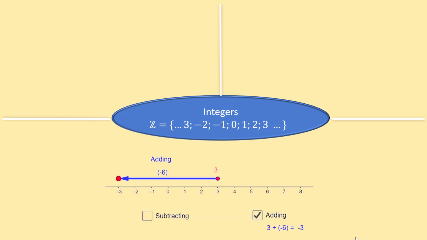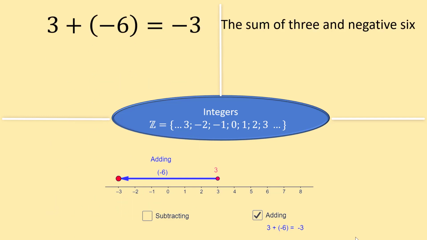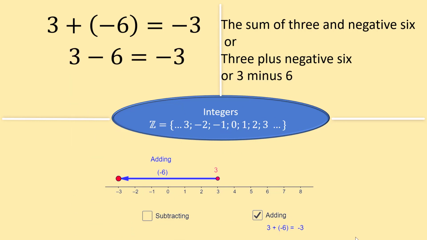If we've got 3 plus negative 6, we can write it as the sum of 3 and negative 6, and that is negative 3. We move 6 places to the left on the number line. Or we can say 3 plus negative 6, or 3 minus 6.